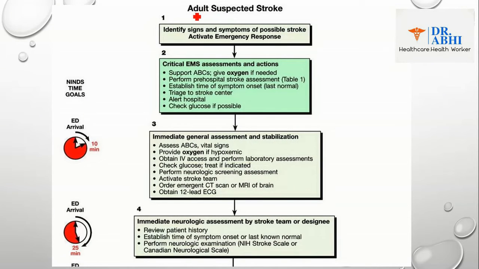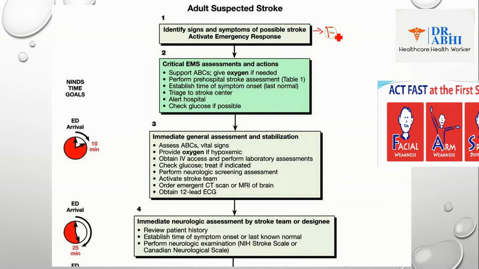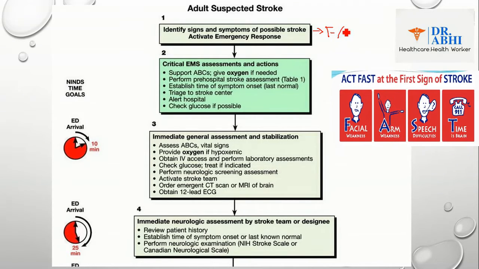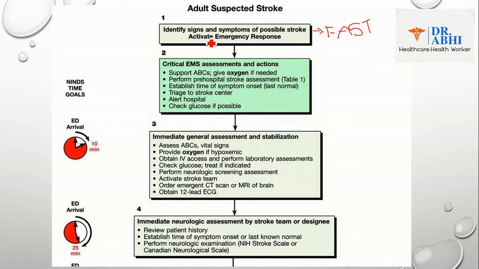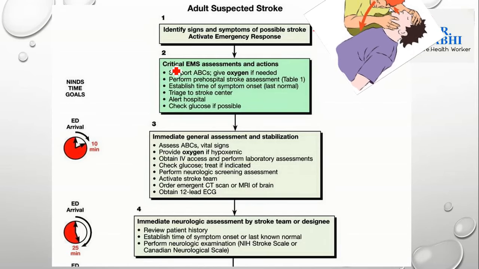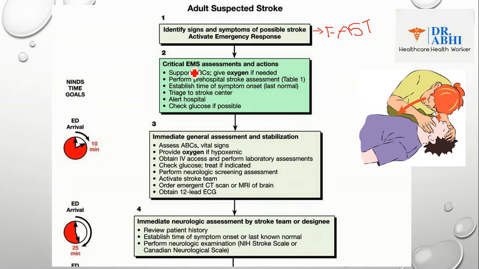Whenever a nurse encounters a patient with suspected stroke, first of all, we have to identify the signs and symptoms of possible stroke. That would be our FAST mnemonic. We have to go on with our FAST mnemonic and see whether we have any signs of stroke or not. Then we have to activate the emergency response. After that, we have to start the clinical EMS assessment and actions.